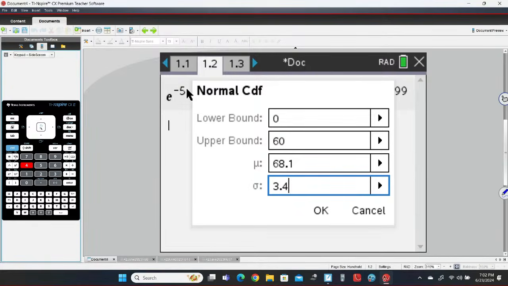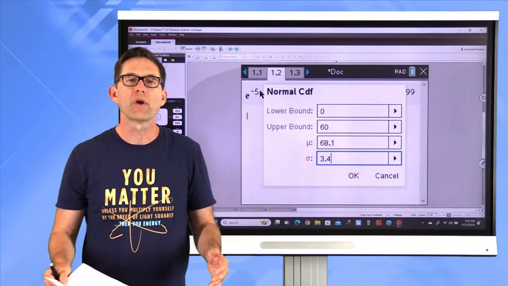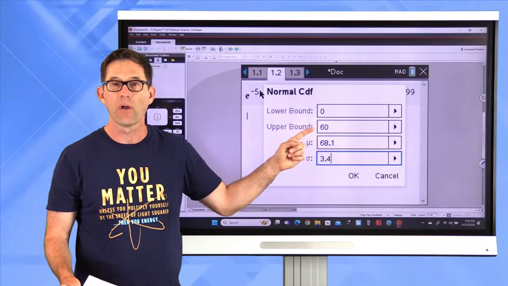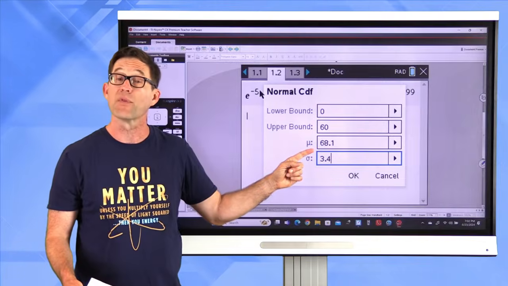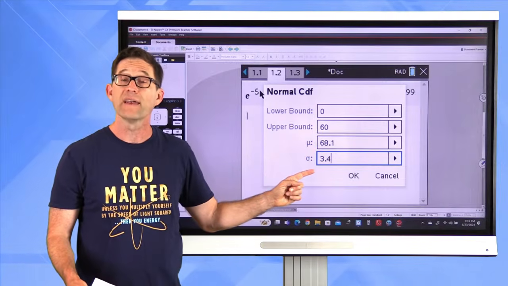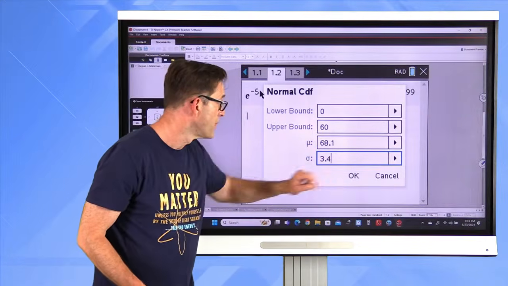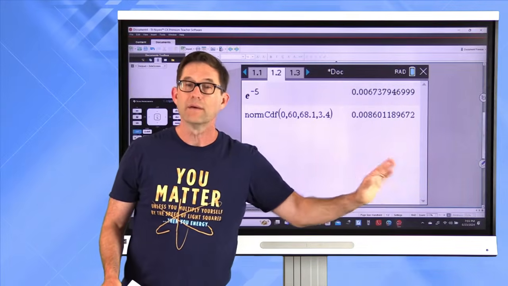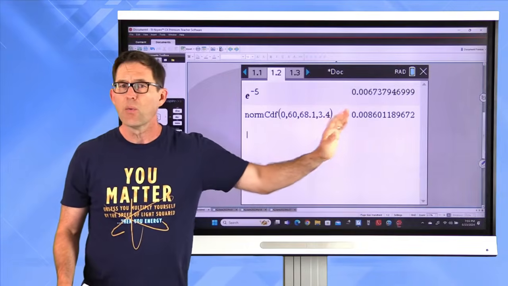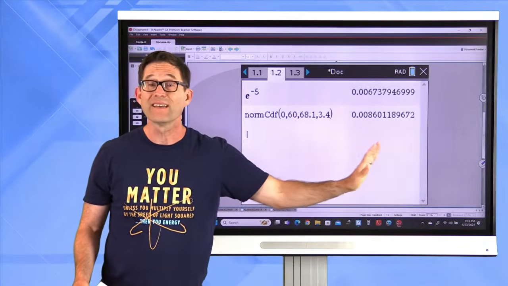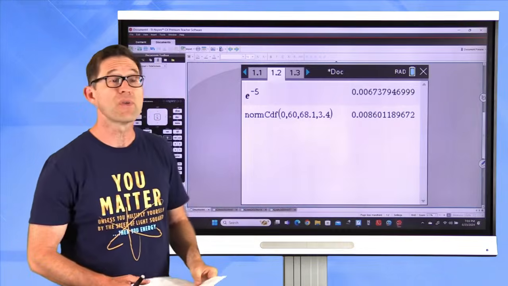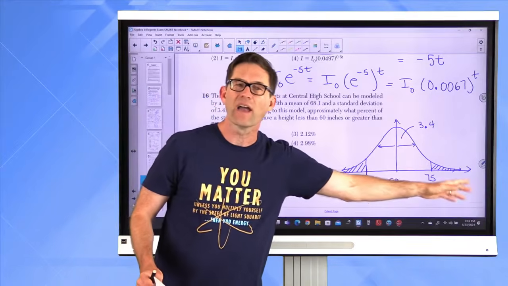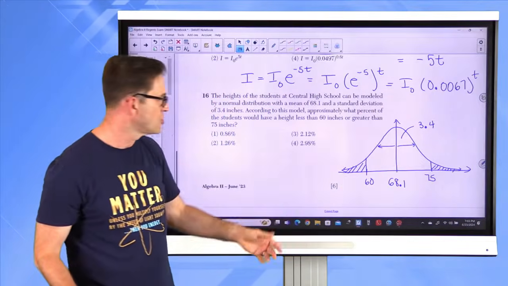This is going to give me the percent, or better yet, the proportion of the students that lie between 0 inches tall and 60 inches tall in a population that is normally distributed with a mean of 68.1 and a standard deviation of 3.4. I hit OK, and that's 0.008601. Whatever, it's small, less than 1%. Let's now do the same thing for the upper bound, and remember the upper bound is all these heights from 75 inches and above.